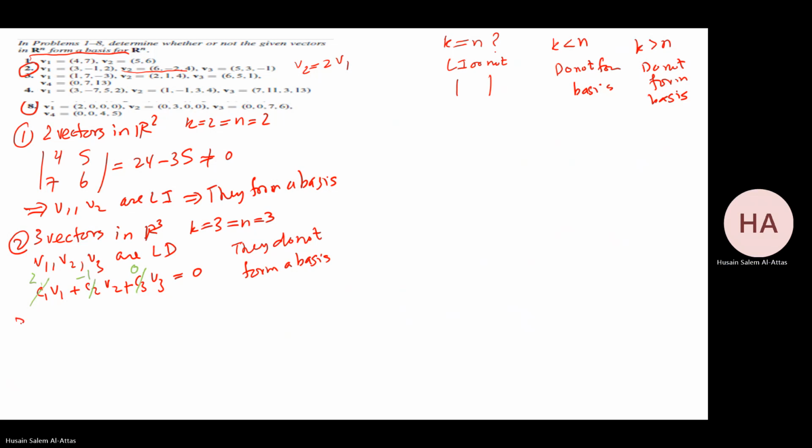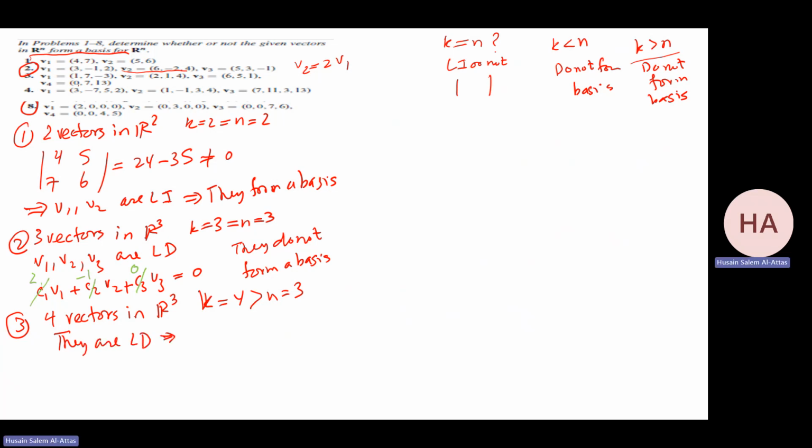Okay, 3. I have 4 vectors in R3. How many vectors? 1, 2, 3, 4 in R3. So it means k, which is 4, is greater than n, which is 3. So in this case, for sure, they don't form a basis. Why? Because they are linearly dependent. So they don't form a basis.